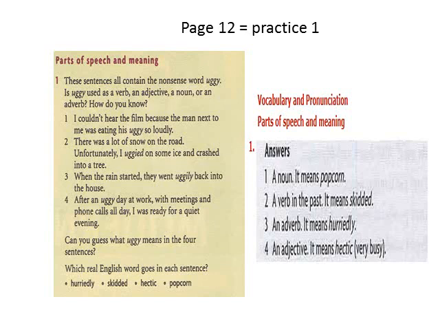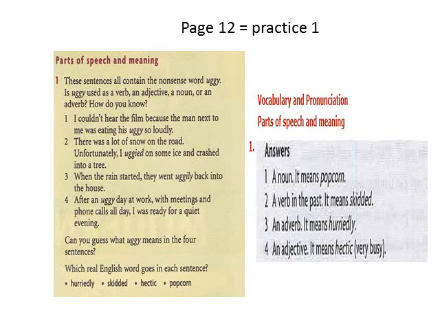Number 2. There was a lot of snow on the road. Unfortunately, I aggied. It comes after the subject and has the ed ending added to the verb, so here aggie is used as a verb, which means skid.